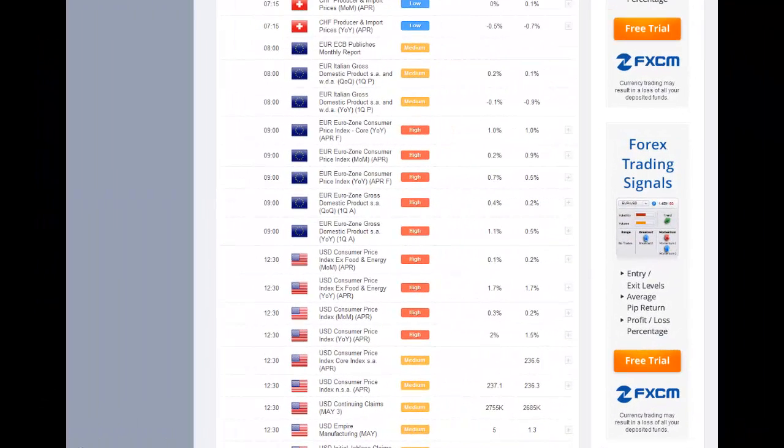We have a pretty busy day coming up, starting at 8 o'clock GMT when we have the monthly report from the ECB. At the same time, we have GDP data from Italy, so we can see some volatility in the euro there. At 9 o'clock, we have inflation data for the entire Eurozone, which is the key data used by the ECB in determining policy, so we could have some significant volatility in the euro there.